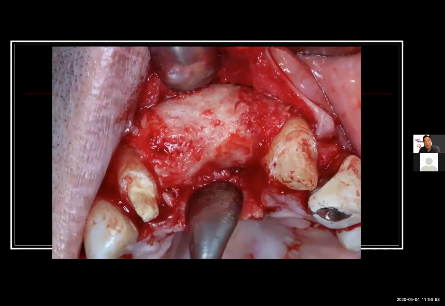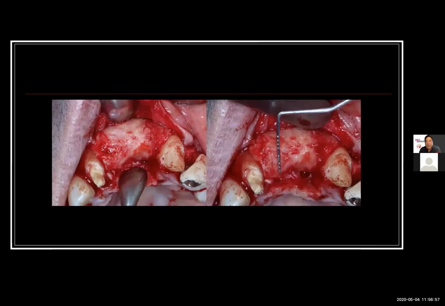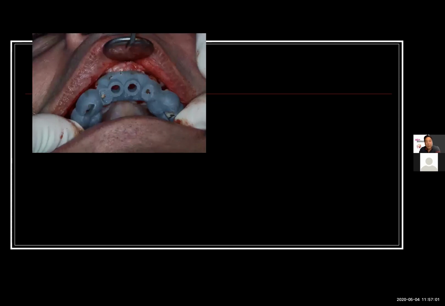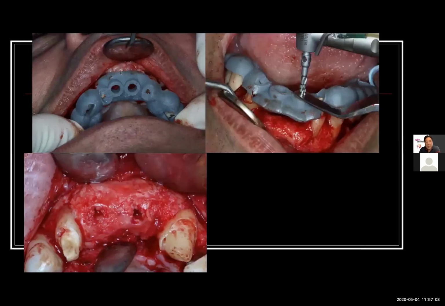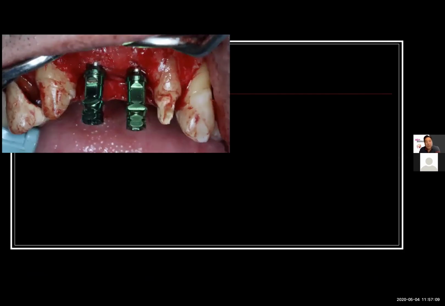And so we removed the cytoplasmic membrane and look at what's underneath. This is just fantastic. This is just phenomenal, right? Nice wide band of bone there. And then we went ahead and we did this as a guided case. So two fixtures with a surgical guide in place.